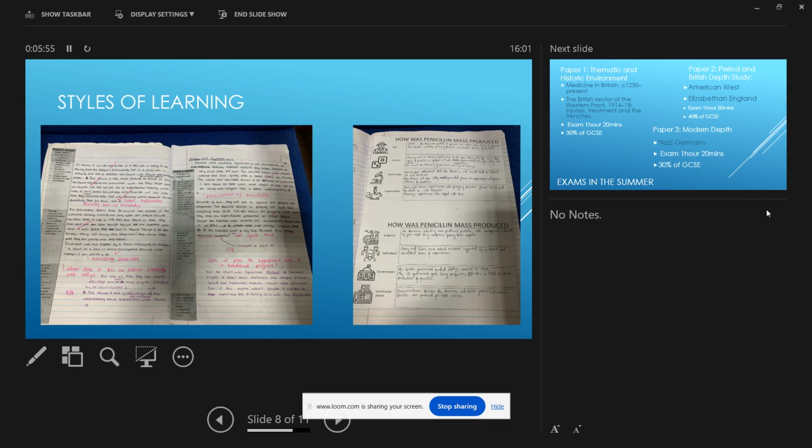Although there is lots of writing, we do have lots of things to help you with your writing. We use structure strips, we use writing frames. So even though it is an essay-based subject, we do have lots of things in place to make it very accessible. We use techniques like dual coding to help with memory as well. So you can see an example there of different images to help people remember how penicillin was mass produced.